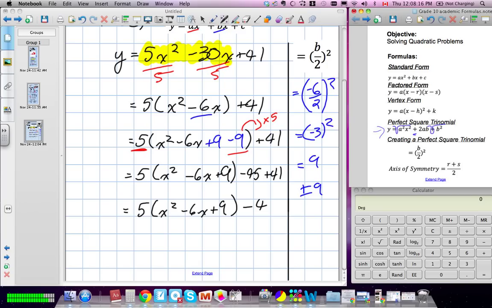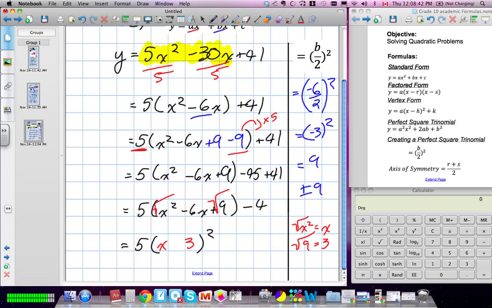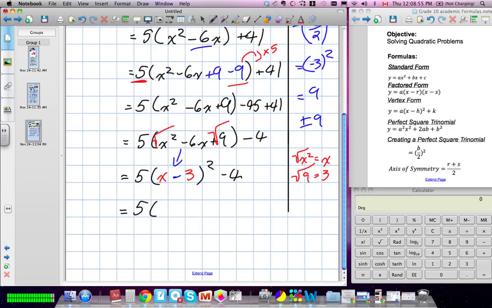So in our next line, it's going to read 5, and it's going to be in one bracket squared. We know by factoring this before, the best way to do this is factor the first and last term. So not factor, square root. Square root of x squared is x. Square root of 9 is 3. So my first term inside the bracket is an x, and my second term is a 3. Whatever is in front of our b, which is a negative, I bring that down. So I bring down the negative term. I still have negative 4. So we get 5 times x minus 3 squared, minus 4.